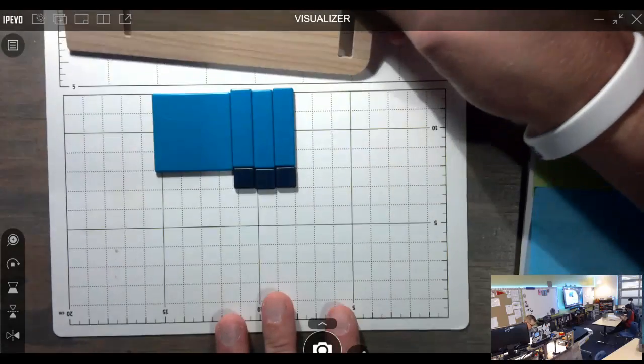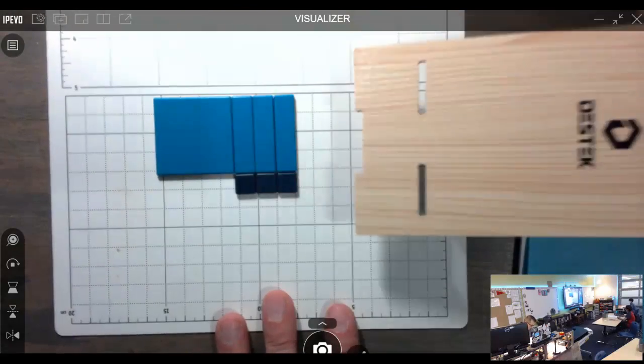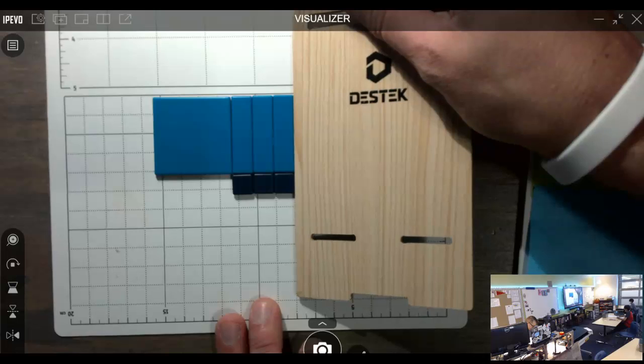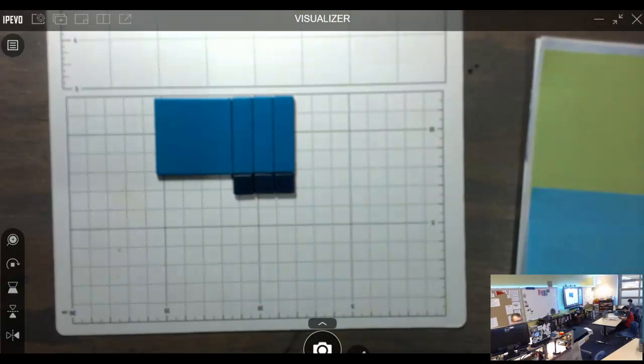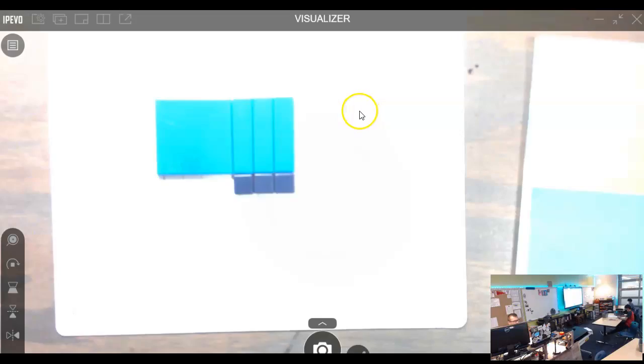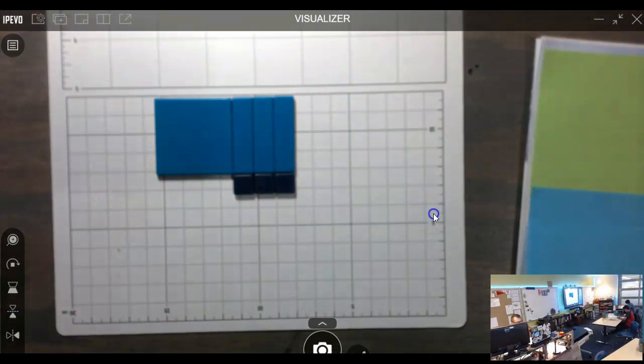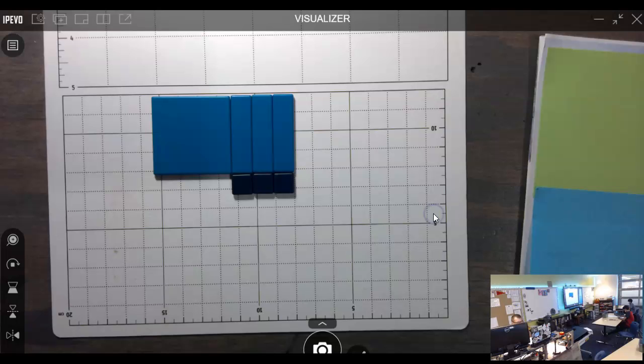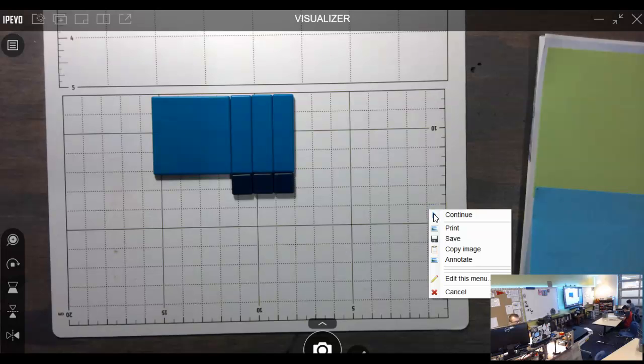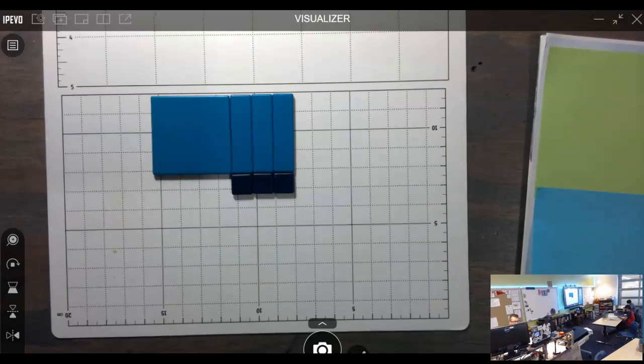I'm going to line this up nicely. And then I want you to write out what the area is, the total area.